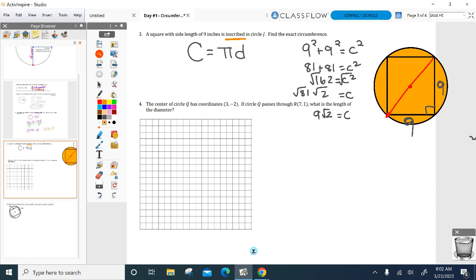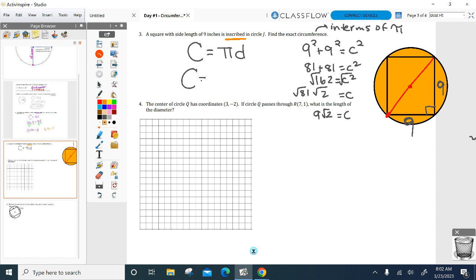All right, look at the directions, though. I didn't talk about this yet because this was tough enough. Find the exact circumference. Exact circumference, that's another name for leave it in terms of pi. So no decimal, just leave it in terms of pi. Get exact as you can, and that is exact as I can. Leave your answer in terms of pi. So leave pi in your answer.